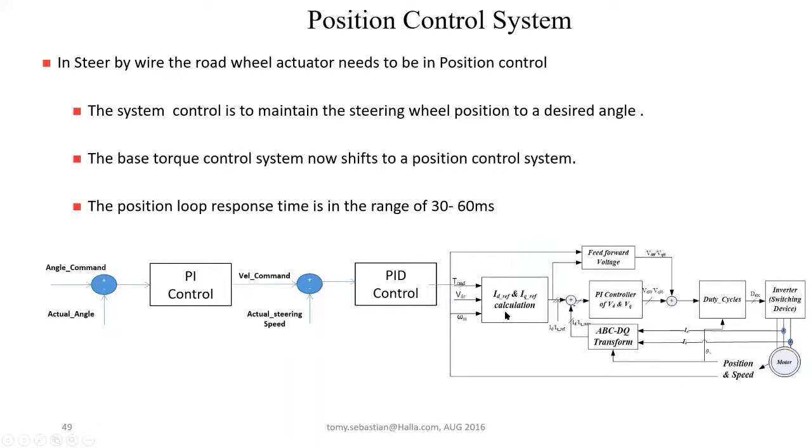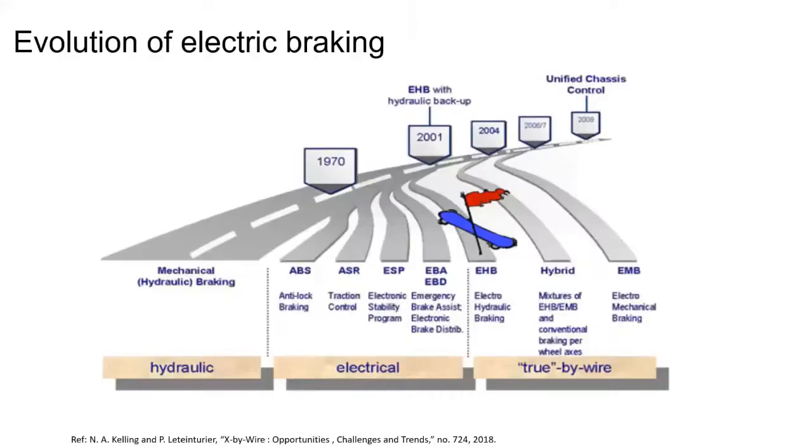So from this part, we are applying the torque to the motor and that motor is achieving the torque. But we are actually controlling this whole thing from a position point of view. And the position response we are talking about now is between 30 to 60 milliseconds. It has to be that quick so that when the driver turns, the wheel turns that fast. So the driver doesn't feel any lag when he's turning the wheel. Now, the same thing is true for brakes too.